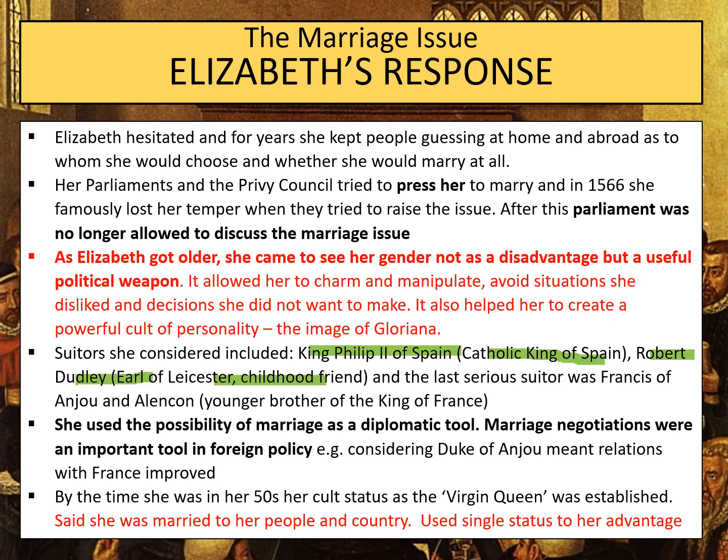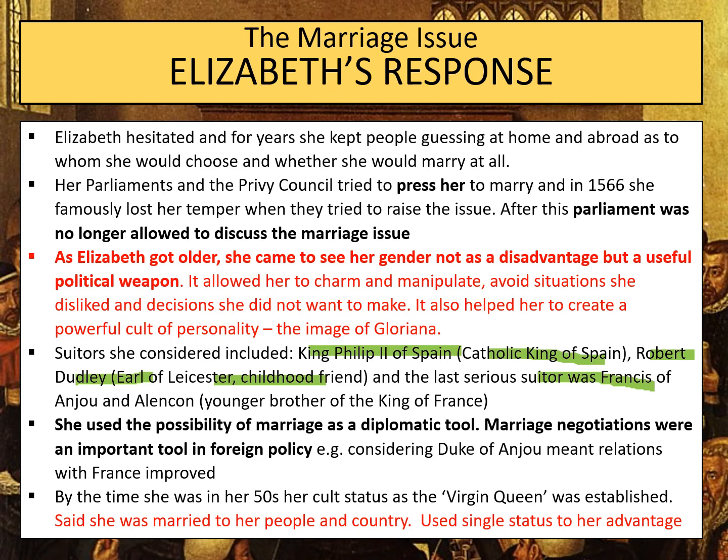The last serious suitor that she considered was Francis, who was the younger brother of the King of France. Marriage might have been good for England if she'd chosen him, because it would have been good for England's relationship with the Catholic France. However, after a massacre of French Protestants in 1572, there was a strong anti-French feeling in England and the negotiations were called off. So Elizabeth never really seriously got to the point of marrying one of those three.